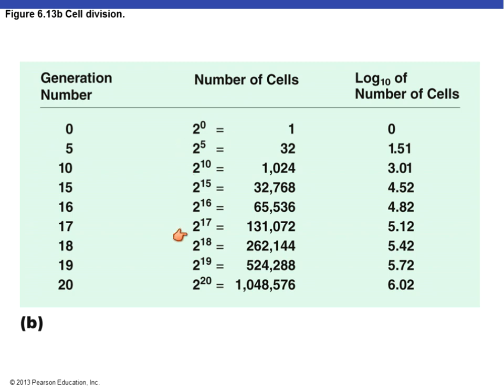So if we're in our 5th generation, the 2 stay the same. 2 to the 5th power is 32 cells. So what you're really thinking about is that one cell becomes 2, 2 becomes 4, 4 becomes 16, 16 becomes 32, 32 becomes 64, and so forth.